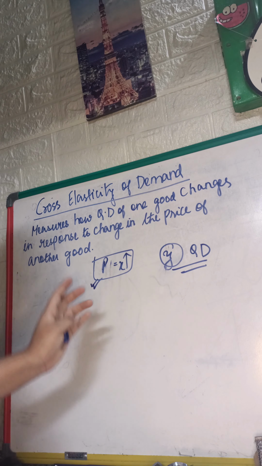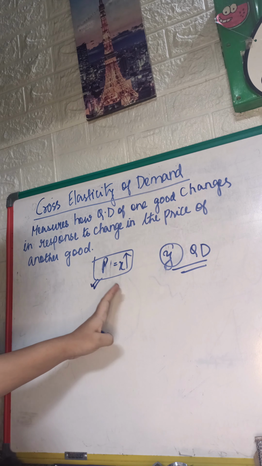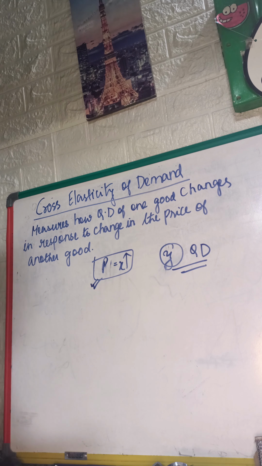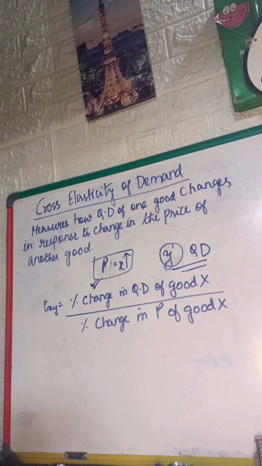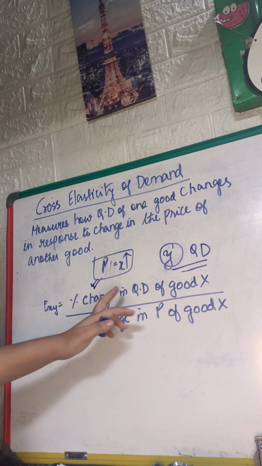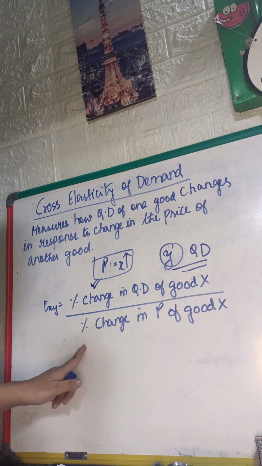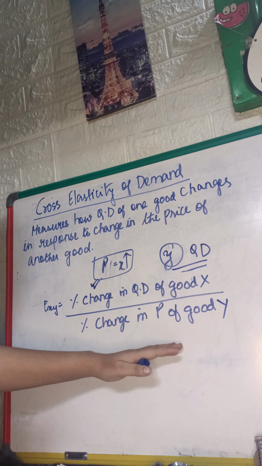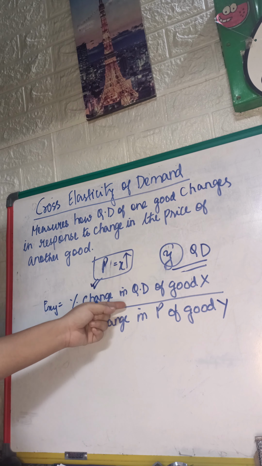So there people will substitute, right? If the price of good X increases, people will substitute to good Y. There will be a substitution effect. So in that case, we can write cross elasticity of demand as the percentage change in quantity of good X due to the percentage change in price of good Y. Because of the change in the price of good Y, what is the response in the demand for good X?